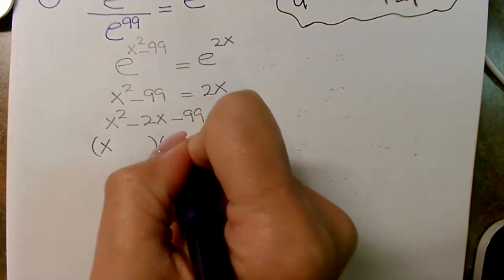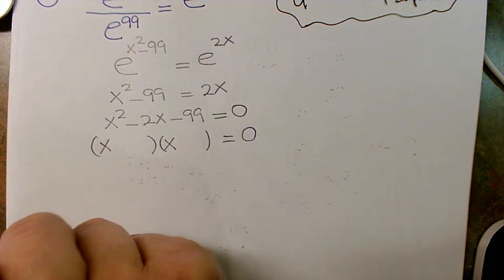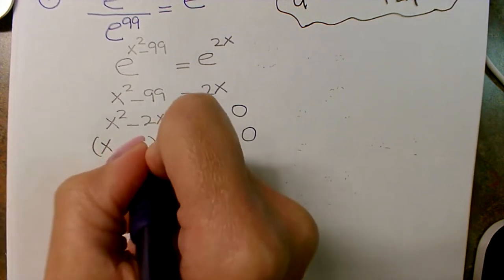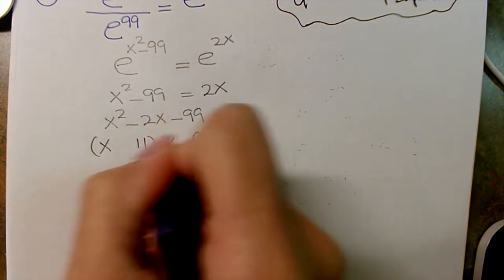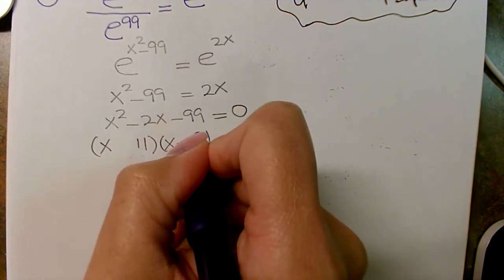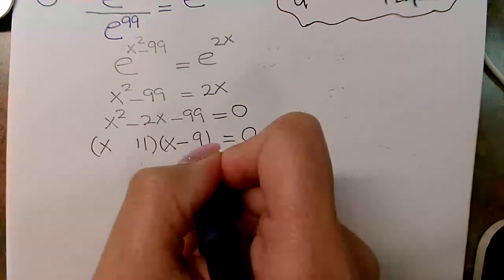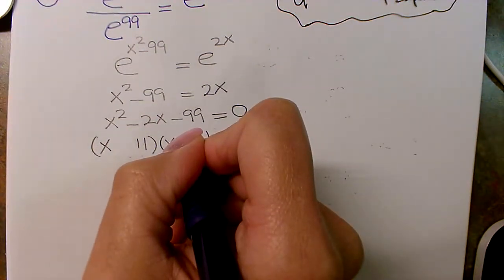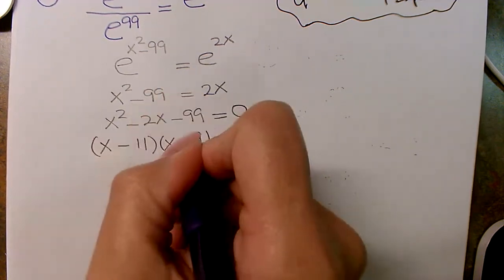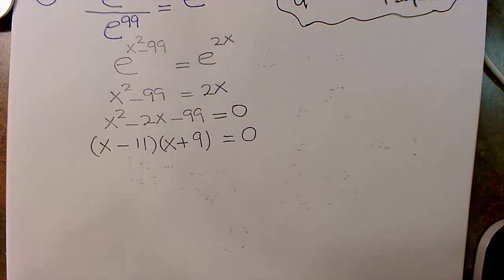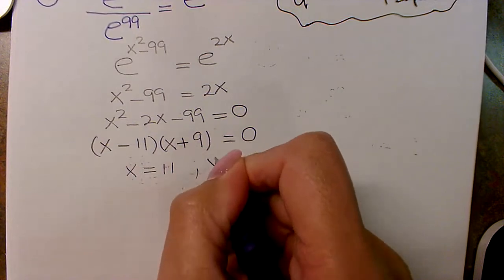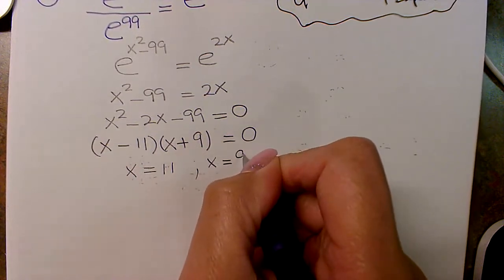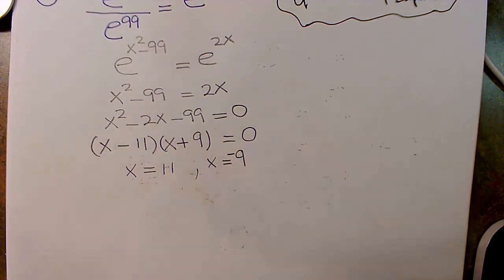And we're going to factor this. So it will be, no, 11 and 99. So this one is going to be, when I subtract it, the 11 is going to be negative and the 9 is going to be positive. So what do I get from here? x equal to 11, and I get x equal to what? To negative 9.